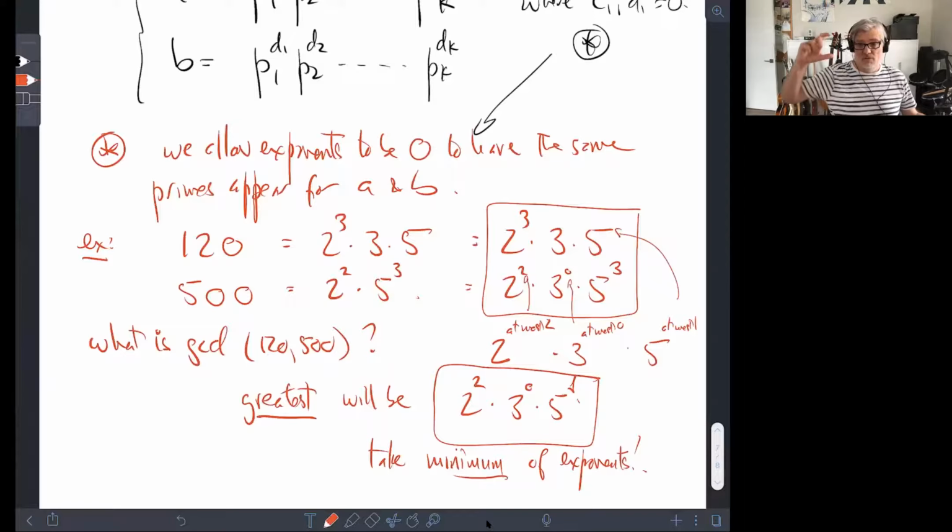Okay, so you look at the decomposition, I use the same primes. Look at the exponents, then the smallest one, I can't do better than that, but that'll work. For each prime, I use the minimum exponent, the minimum of the two exponents that I see, multiply all that together, that'll give me the GCD.